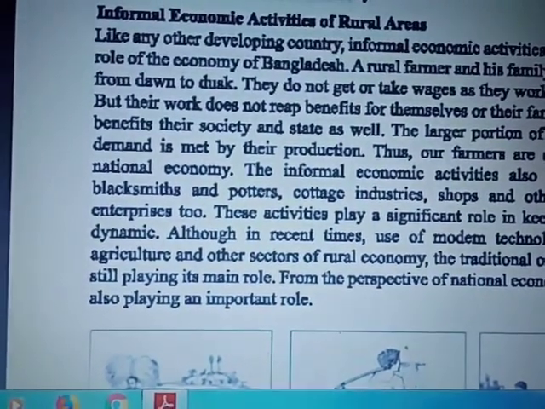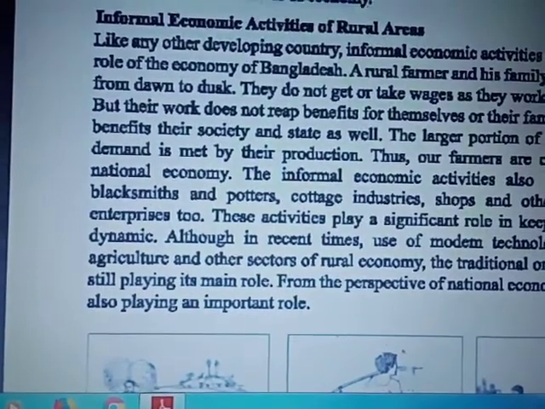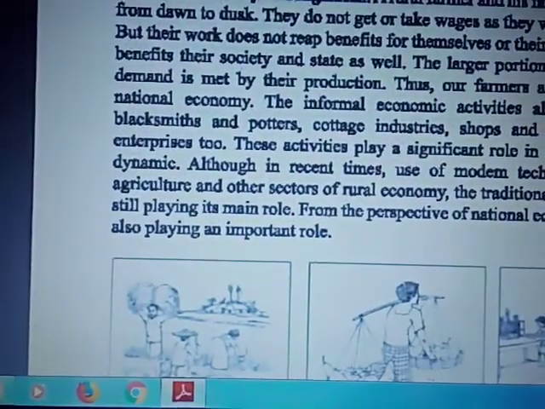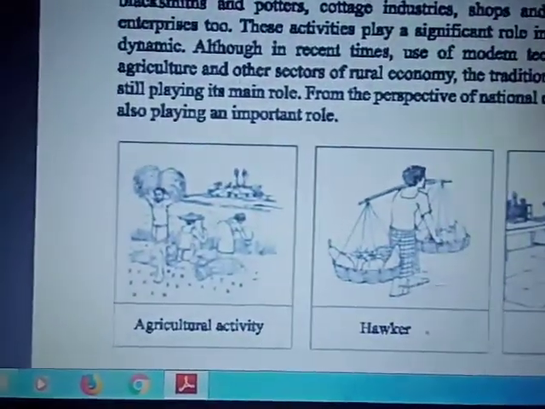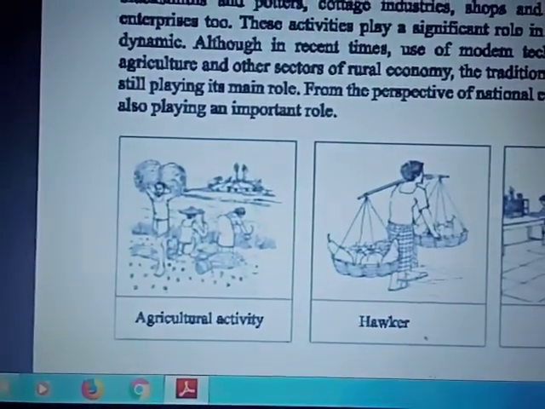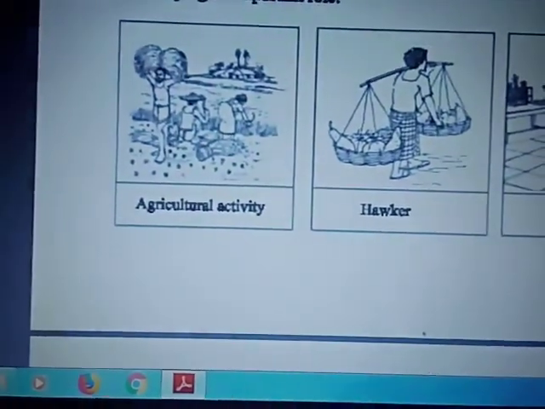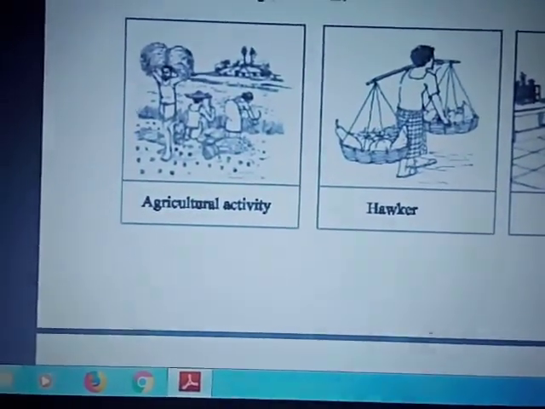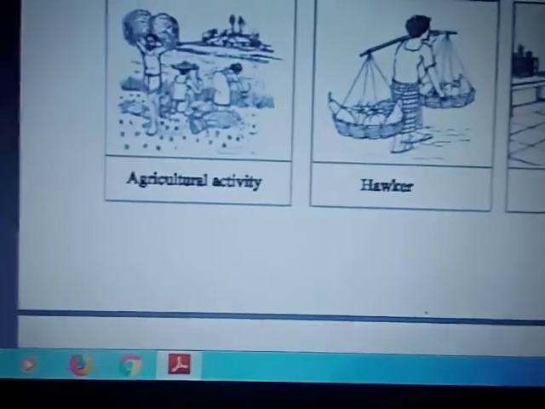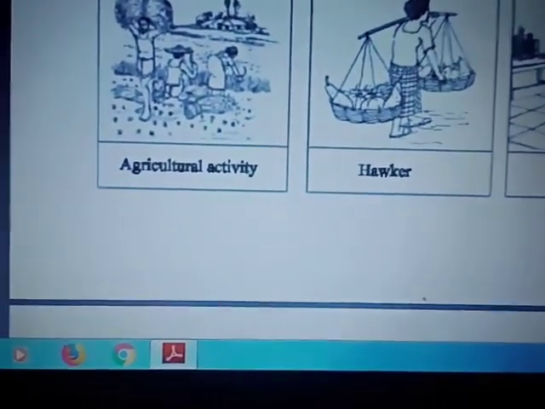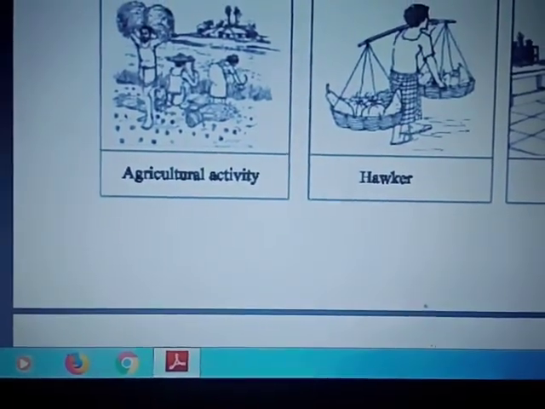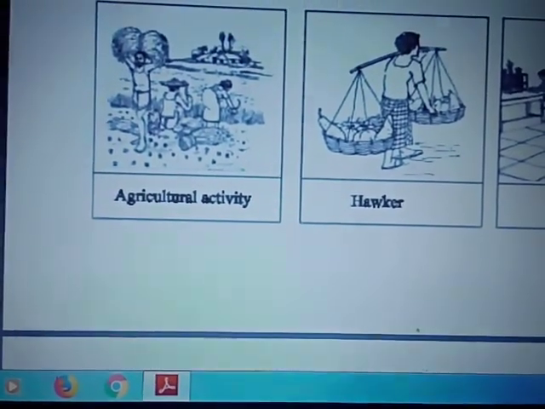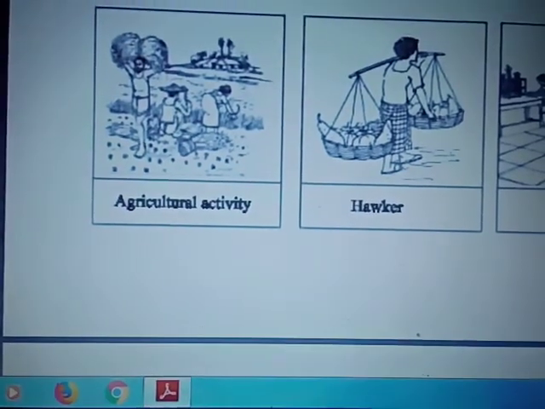The informal economic activities also include blacksmiths and porters, cottage industry, shops, and other small business enterprises. These activities play a significant role in keeping our economy dynamic. Although in recent times the use of modern technology is increasing in agriculture and other sectors of rural economy, the traditional or informal sector is still playing its main role.